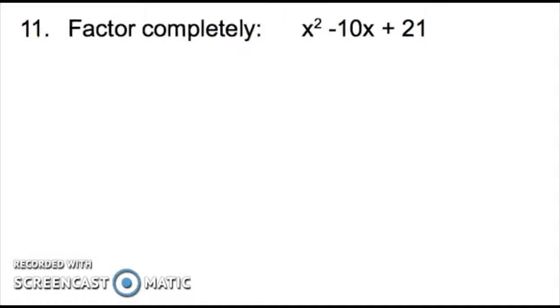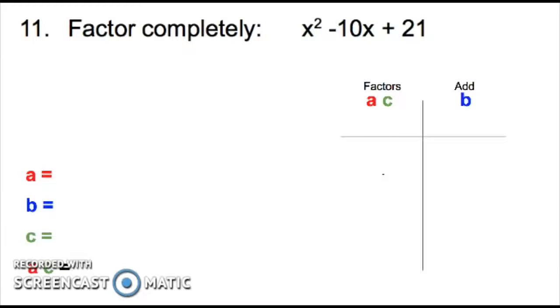Number 11 says to factor completely. So we write a, b, and c. And a is 1, b is negative 10, and c is 21. And ac is going to be 21. So we have ac for our factors being 21 and b being negative 10. Now we need two numbers that multiply to positive 21 but add up to negative 10. The only two numbers that multiply to be positive but add up to be negative are two negatives. So our factors are going to be negative 7 and negative 3.